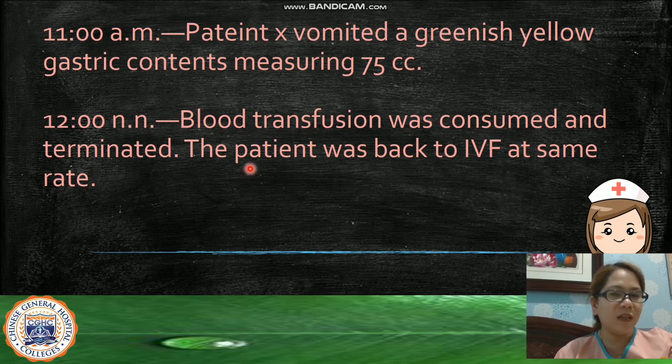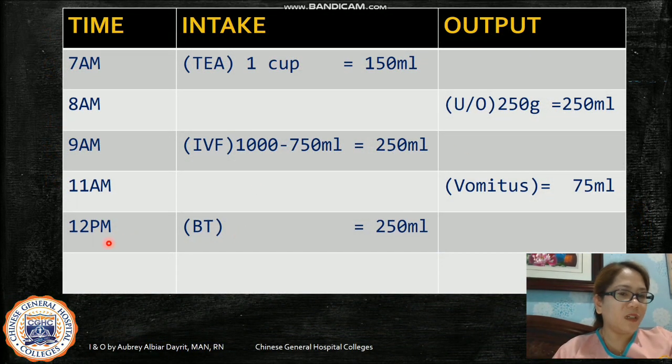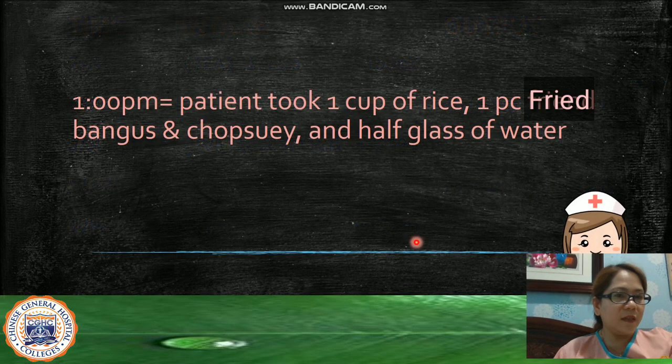So, nakakasimula lang ulit. Ilan ba yung isi-start niya ulit? Diba? 750 cc. So, tingnan mo ulit mamaya kung ilan ang mabawas nun. So, here, ang entry natin, 12 p.m., BT is blood transfusion equals 250 ml. Then, at 1 p.m., patient took 1 cup of rice, 1 piece fried bangus and chop suey, and a half glass of water.